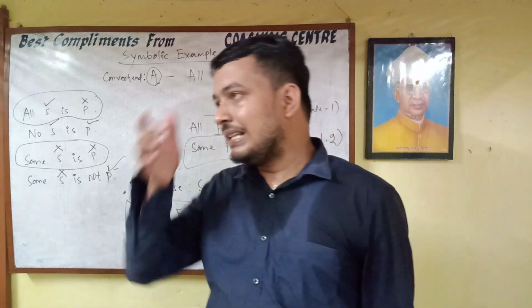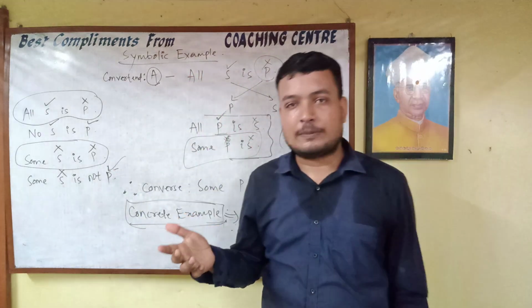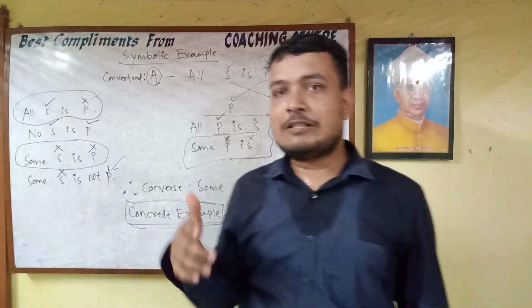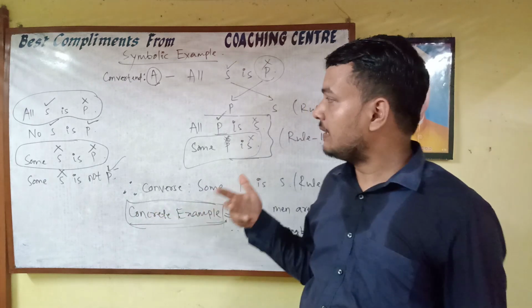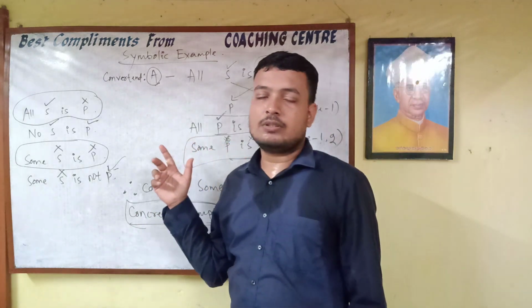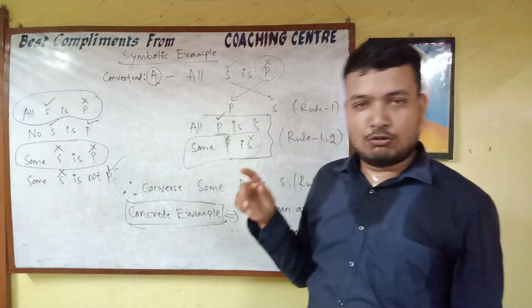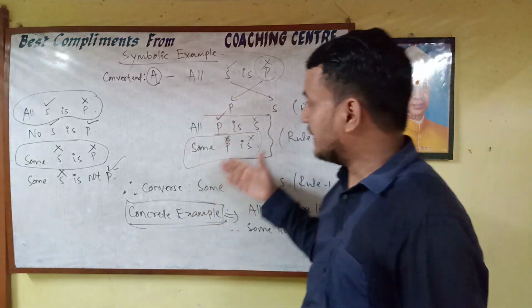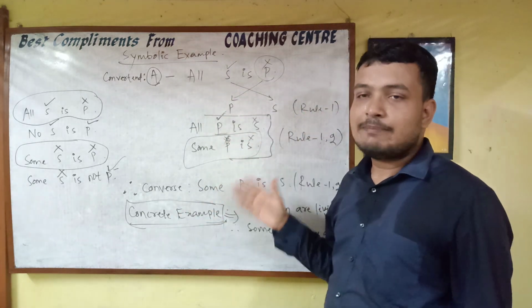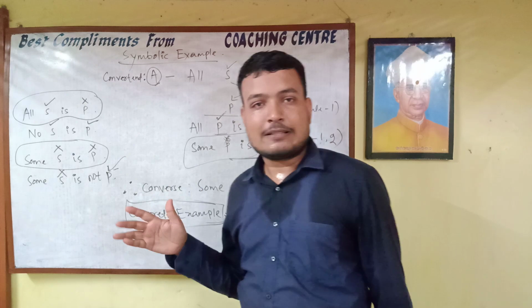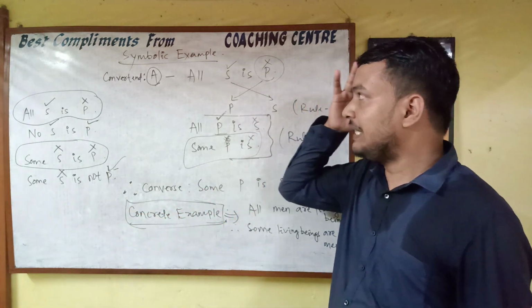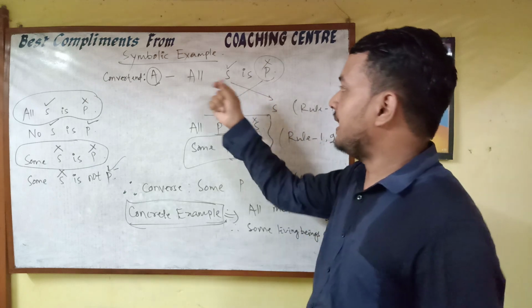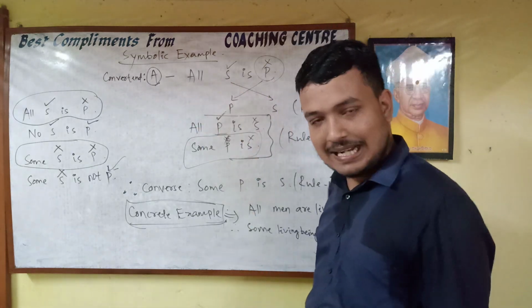Question paper that what is conversion, and what is the conversion of A, E, I, O type of proposition. So first we have to give the definition of conversion, then write the rules of conversion, then one by one explain A type, E type, I type, O type proposition. You have to explain it, right?